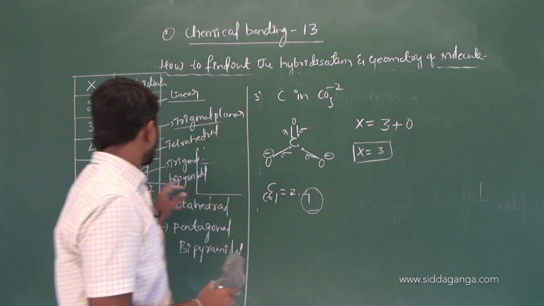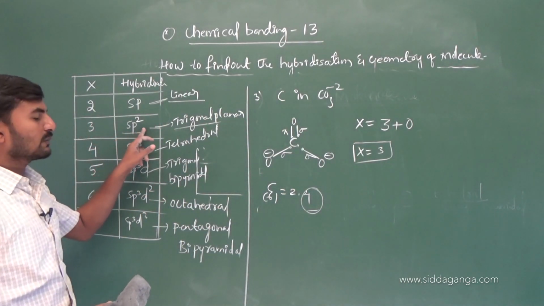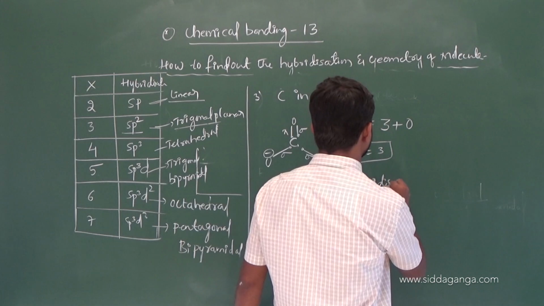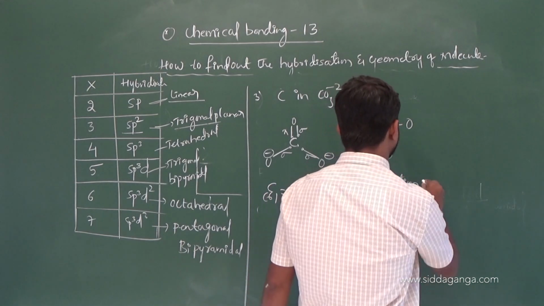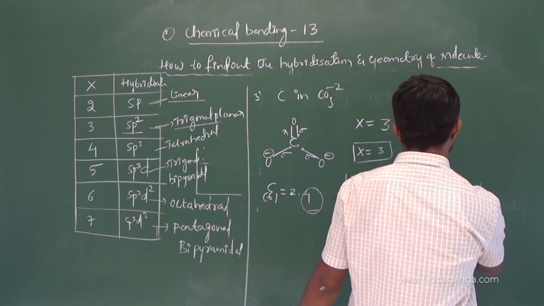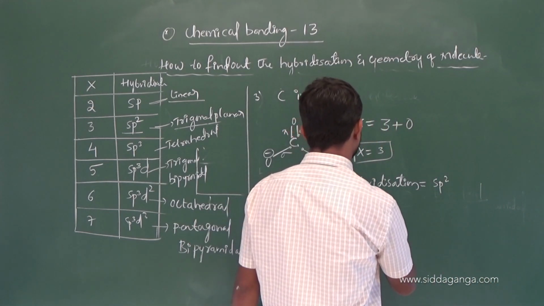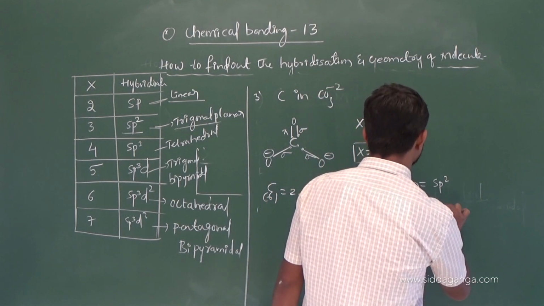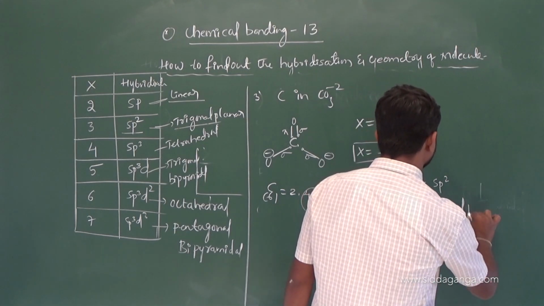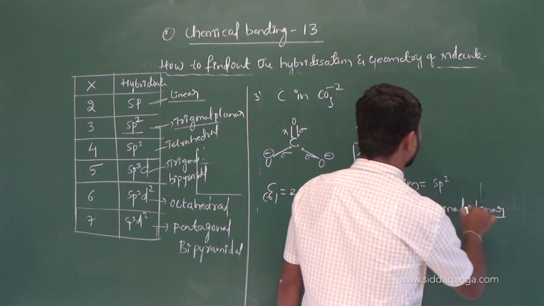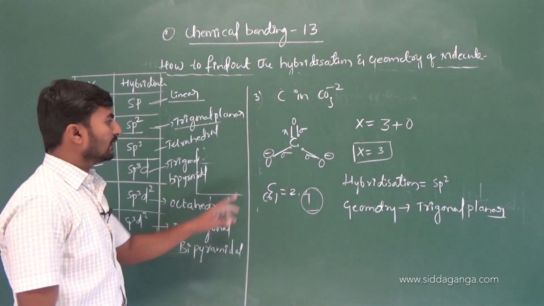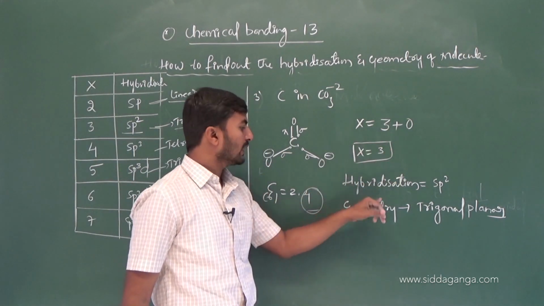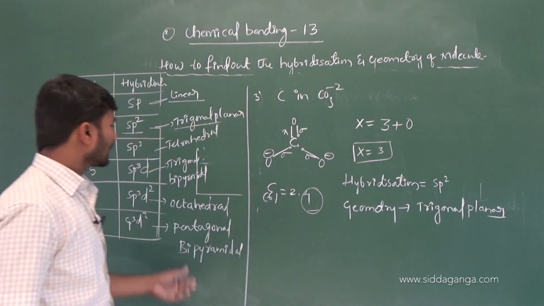If the value of X becomes 3, which type of hybridization is it? sp2 hybridization. The hybridization of the molecule is equal to sp2, followed by its geometry, which is trigonal planar geometry. Okay, in this way we are going to identify the hybridization of the molecule followed by the geometry of the molecule, by using this formula.